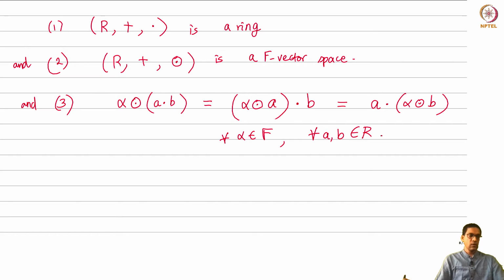Now, what are examples? Because why is one studying this concept? Well, there are a large number of very interesting examples. Here are two of them. F is the fixed field there. I can look at the set R of n cross n matrices over the field. So this is all n cross n matrices over F.